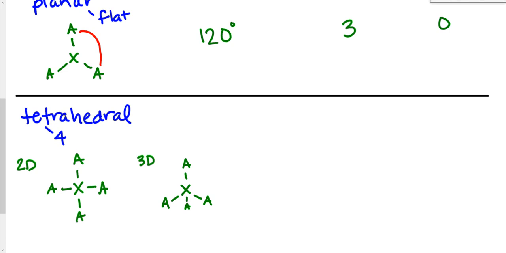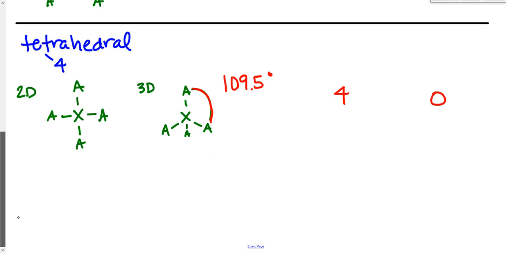So the bond angles, we can't just do 1/4 of a circle because now we're talking a sphere with 3 dimensions. So our bond angles, from one A to another A, is 109.5 degrees. And this has 4 bonds, 4 shared pairs, and 0 unshared pairs.